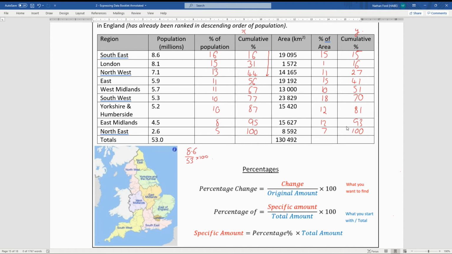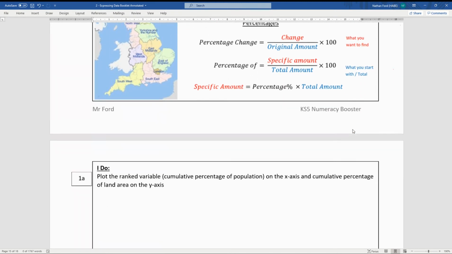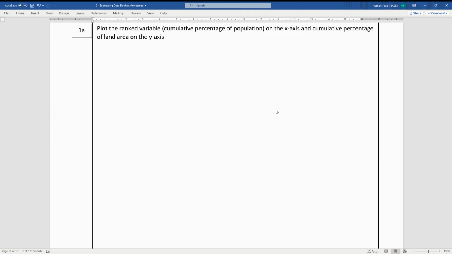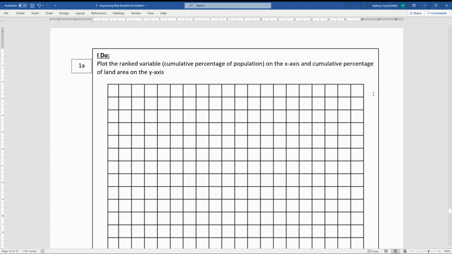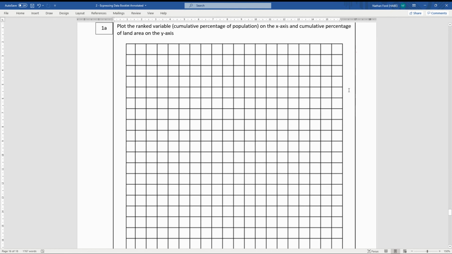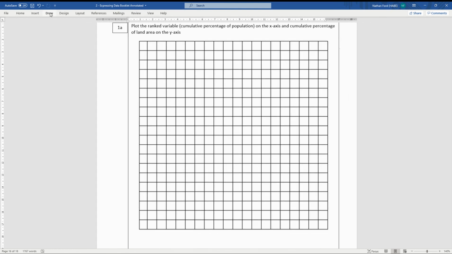Now I've got my cumulative percentages. I'm going to plot them. Okay, so we'll go to the next one. Oop, my graph has disappeared. Let me just get it back. Okay, so I've got a grid here. Now we're just going to draw it.